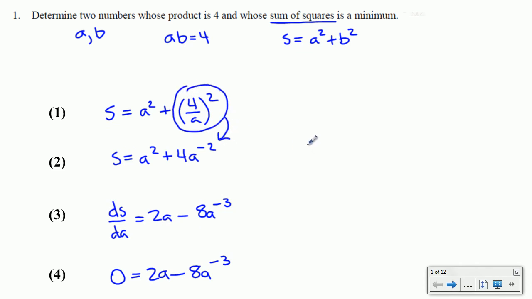So let's see if we can fix it. So let's start by doing this properly. This squared needs to be applied to the 4 as well. Should look like this: A squared plus 16, a to the minus 2.